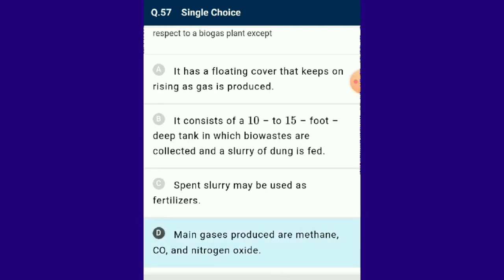The main gases produced are methane, carbon monoxide and nitrogen oxide. That is the wrong one. The remaining three statements are correctly given except option D. The remaining statements are correct.